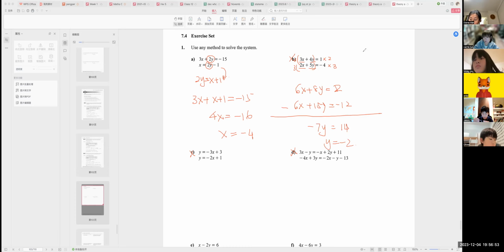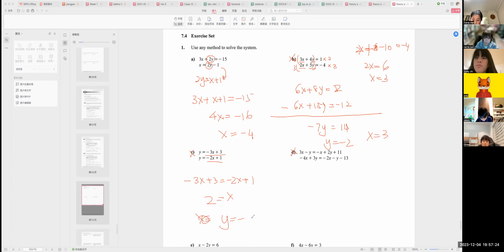So if y equals negative 2, x equals what? 2x plus negative 10 equals negative 4. So 2x equals 6, so x equals 3. Okay, next one is even easier. Oliver. Because these two equal each other, negative 3x plus 3 equals negative 2x plus 1. So x equals 2. So when x equals 2, y equals what? y equals negative 4 plus 1 equals negative 3.